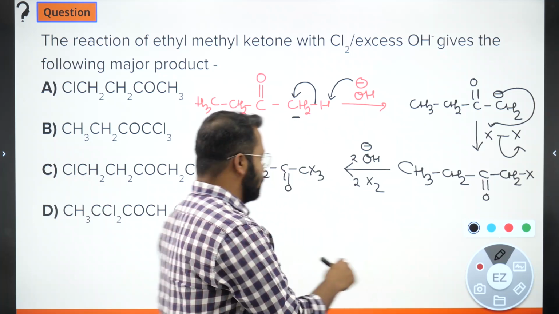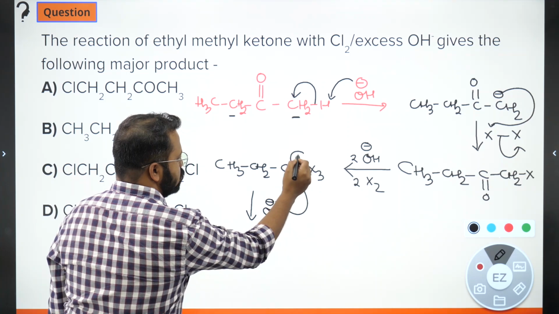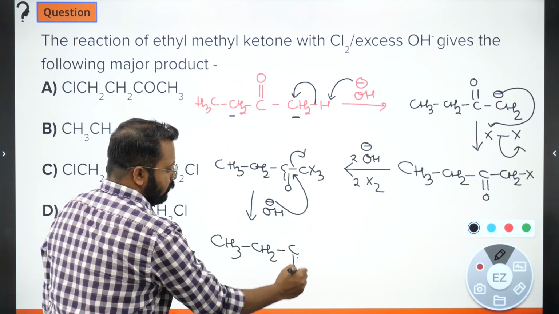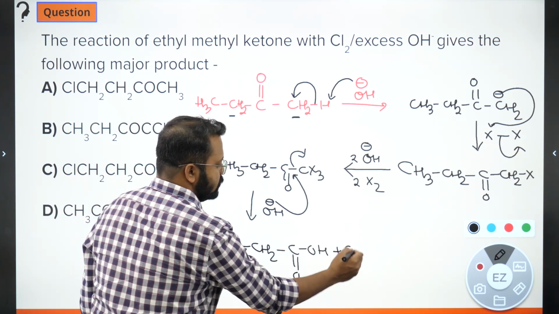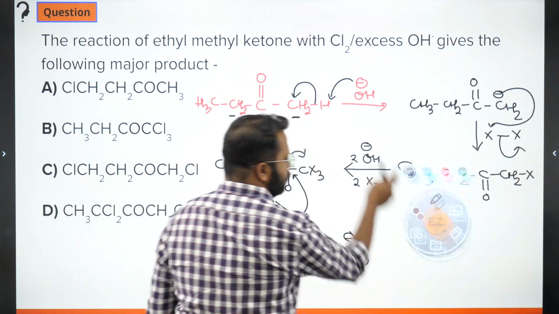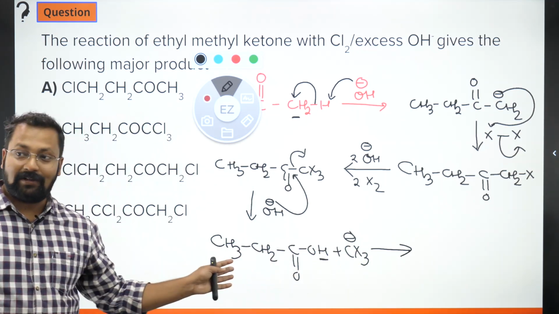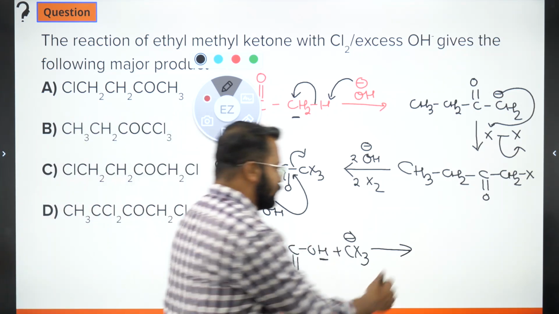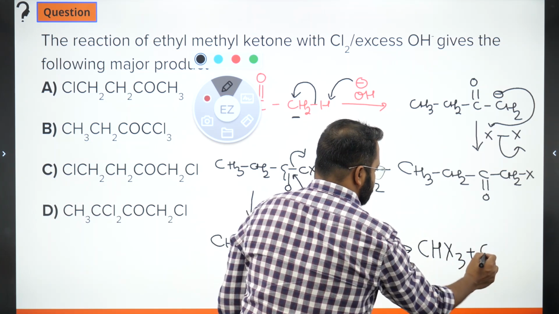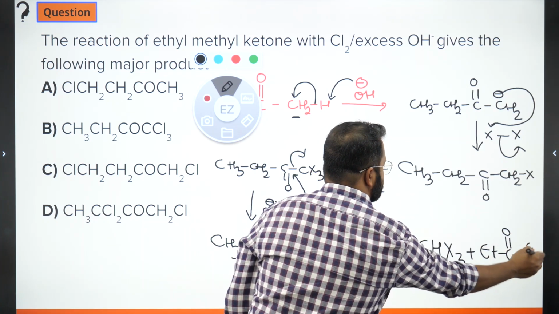Okay? Last step is this. OH minus will attack over here. This will go out and I will get CH3, CH2, C double bond O, OH plus CX3 minus. Okay? And this will remove a proton from here because ये strong acid है. This is a carboxylic acid and this is carbon with negative charge. So this will remove it, and we'll get ET, C double bond O, O minus.